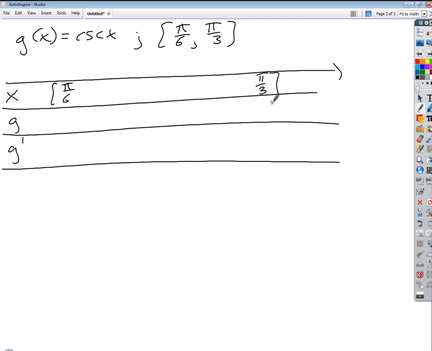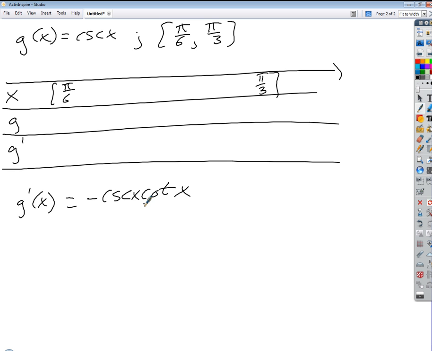Critical numbers are related to the first derivative. They're located where the first derivative is either 0 or undefined. So what's our derivative here? It's the derivative of cosecant: negative cosecant x cotangent x. So we need to ask ourselves, where is this function equal to 0 and where is it undefined?